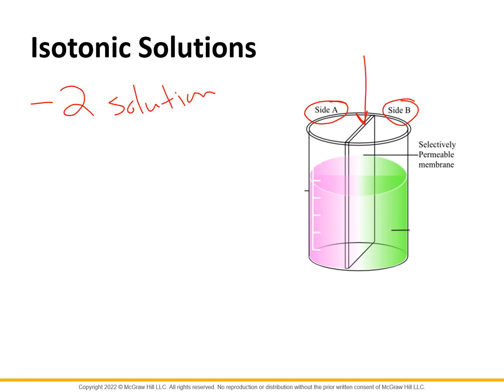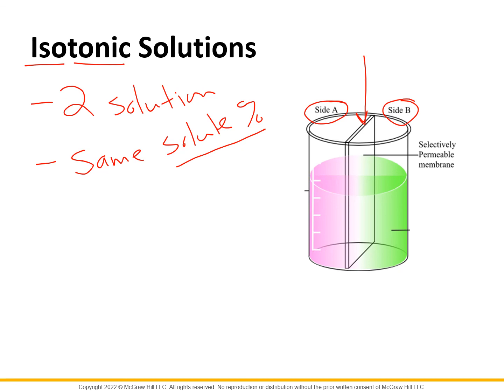So isotonic. Iso means the same, tonic, solute concentration. So same solute concentration, and usually, again, we write it in percentages. So if a solution is isotonic to another solution, that means they have the same solute concentration.